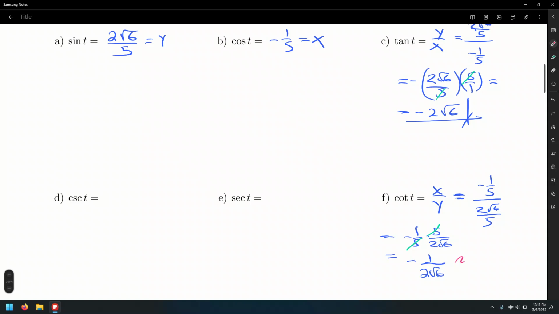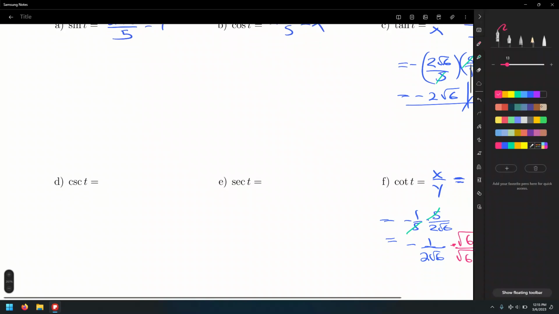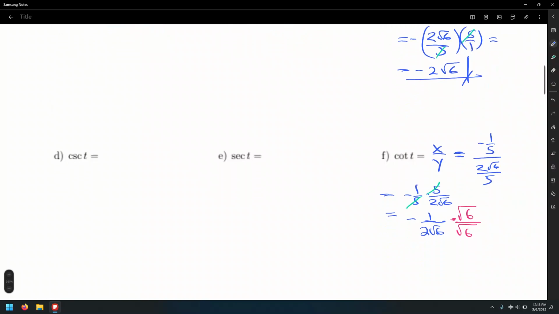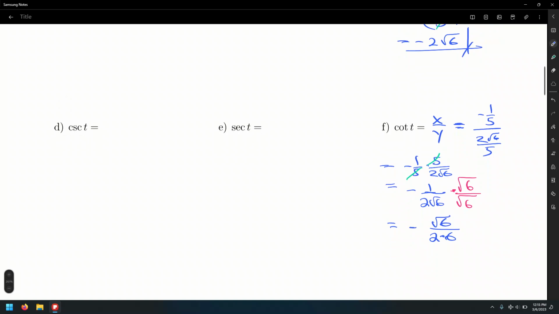And all we do is multiply numerator and denominator by the radical that we have in the denominator, that is the square root of 6. Multiplying across, numerator times numerator, that's going to be negative root of 6, divided by 2 times root of 6 times itself, that's simply 6. And that's how we get rid of the radical in the denominator. Why does that happen? I'll explain that in a second. So in the end, we obtain negative root of 6 over 12.